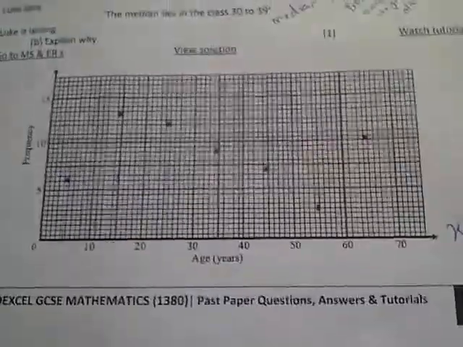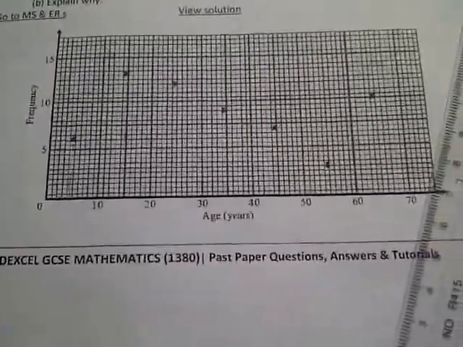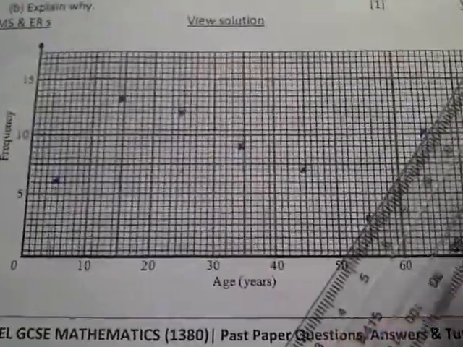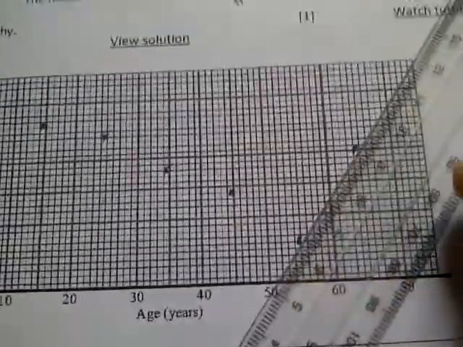Now we're going to join these points, and we're not going to join with a curve, because it's not a curve graph, it's a straight graph. For each point we just join with a straight line, it's like a line graph. Let's join them. In between two points we just use a straight line and join it.